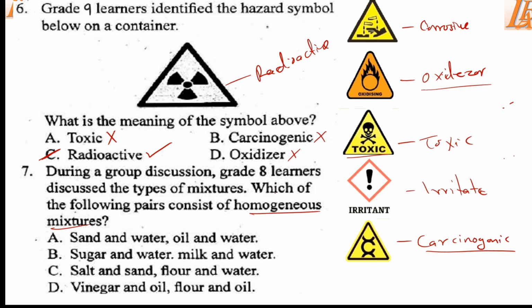So in this case, we have sand and water. This is not even a homogeneous mixture. Then we have oil and water. This is also a heterogeneous mixture.